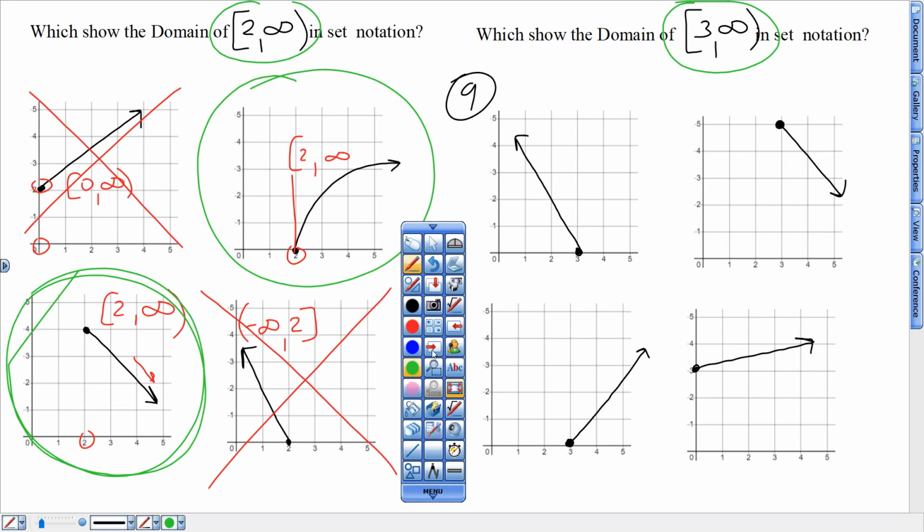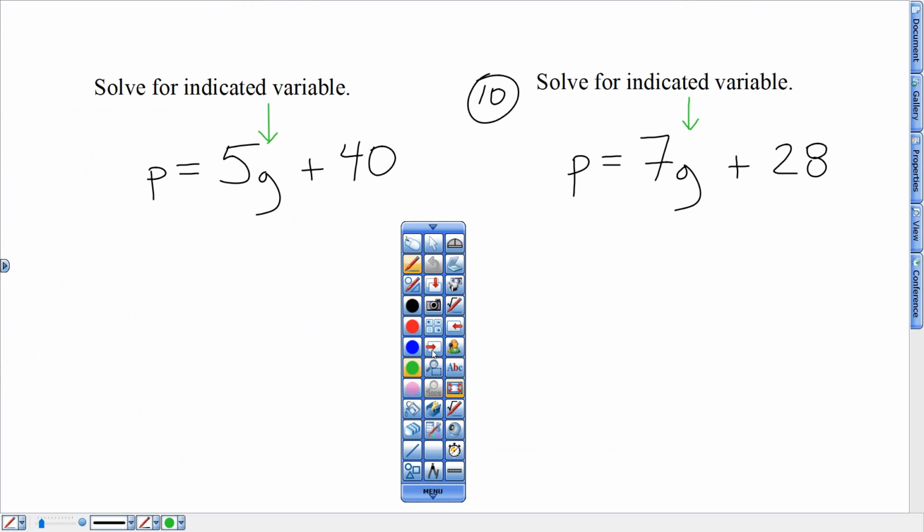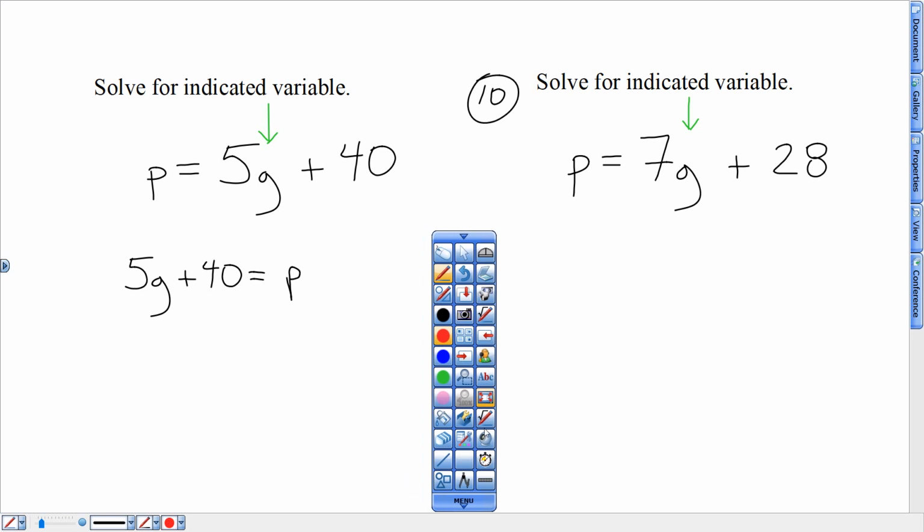All right, moving on. Number 10, solve for the given variable. I'm going to start by taking away this 40, or even better yet, I'm going to suggest to my whole class, do a flip right away. Use the associative property, flip it, because it makes it easier when you're solving for this variable right here to have that on the left side. Most of you are more familiar with that, so flip it. And then solve for g by taking away that 40 first.